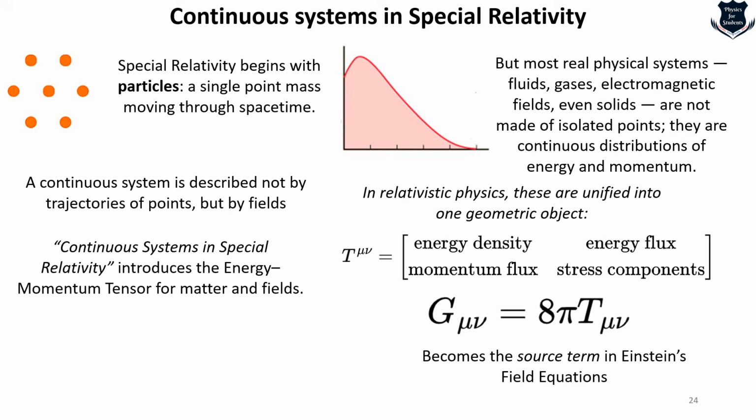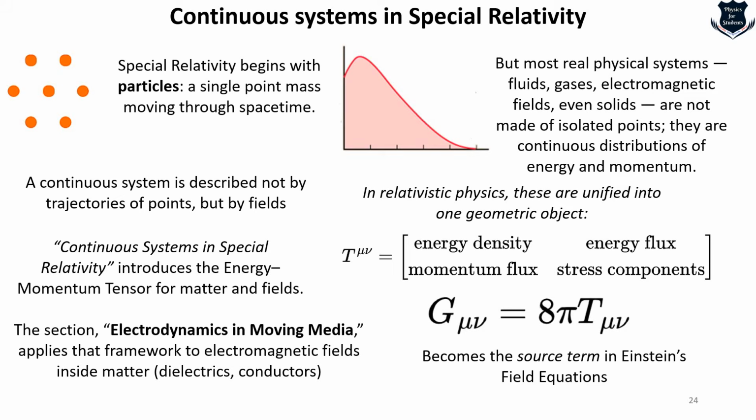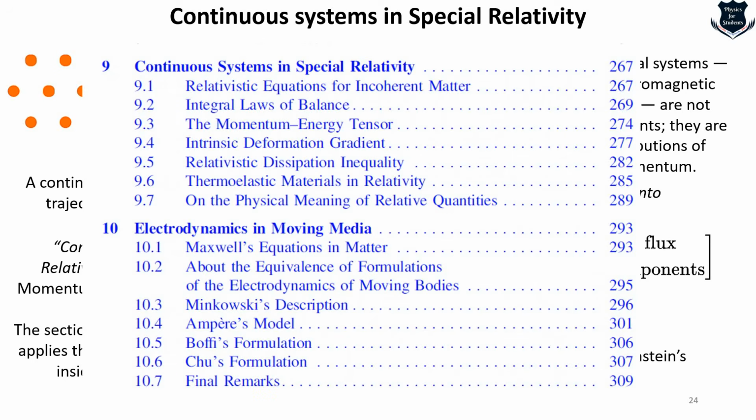It first tells about the limitation of using point-like particles. Then it goes on to define a system in terms of a field or a continuous distribution. In order to measure that continuous distribution, we need the momentum tensor, and that momentum tensor will again feature in Einstein's field equations. So this section, which you will see now, electrodynamics in moving media, actually uses these tensors, and it uses the momentum-energy tensor, intrinsic deformation.